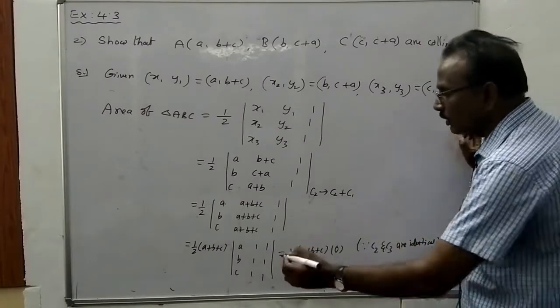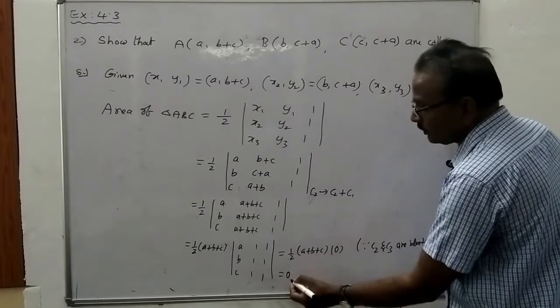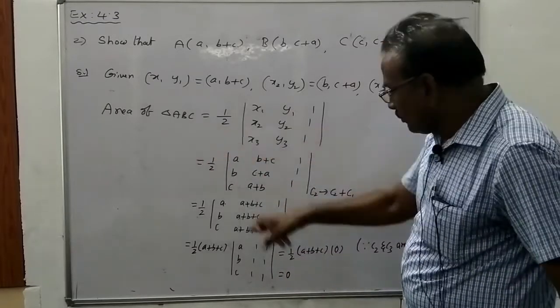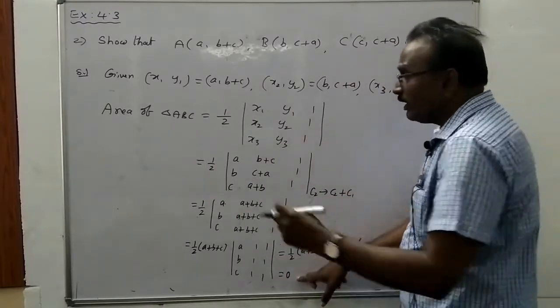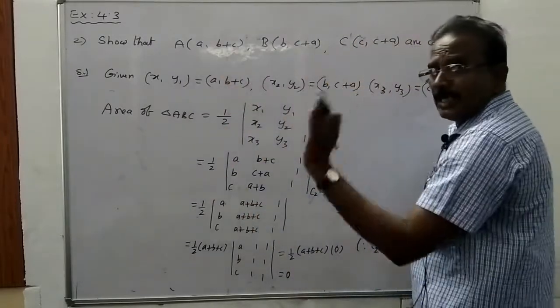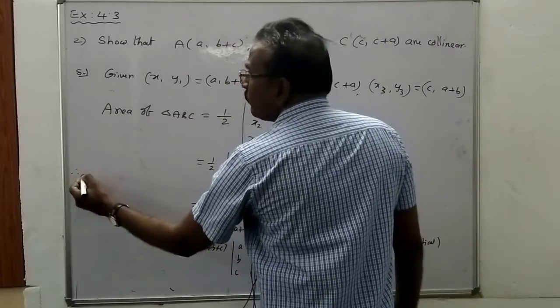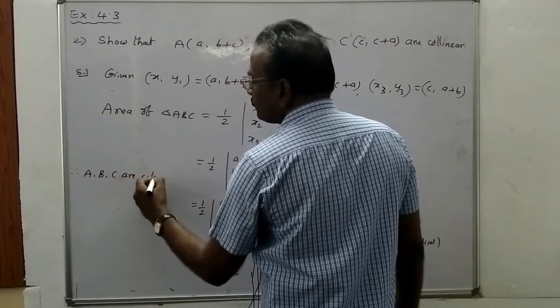So therefore the value is 0, since 0 into anything is 0. So clearly the area of triangle ABC is 0. Therefore we conclude that whenever the area of triangle ABC is equal to 0, the 3 points A, B, C lie on the same line, therefore they are collinear.